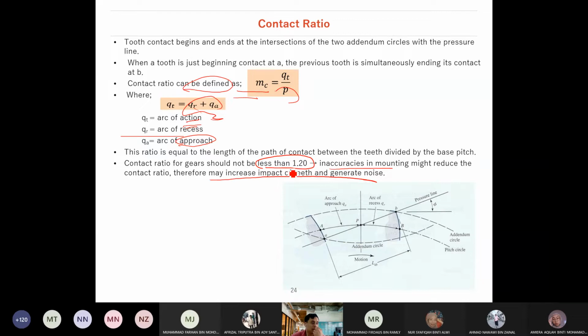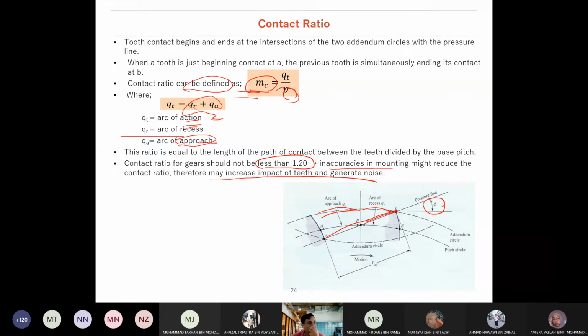You should have a look. Alright, so if M is less than 1.20, it will generate noise because of the clearance. This is the contact line, this is the pressure angle. And this is the arc from before. Add this arc and you get the arc of approach. You divide by the diametral pitch, you get the contact ratio. Alright, so you can follow me.